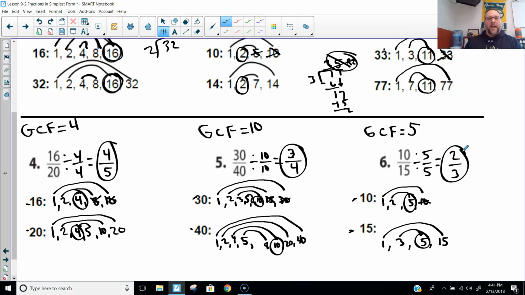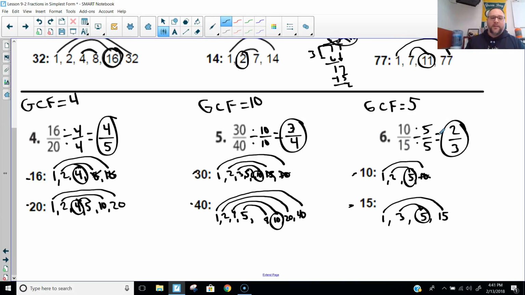Alright, so that is how you put fractions in their simplest form. Now your practice work today is going to ask you to do the same thing. It's going to give you a fraction, and it's going to ask you to write it in its simplest form. So remember, step 1, make factor rainbows. Alright? You need to make the factor rainbows. Take your time and do it. You'll be happy you did.